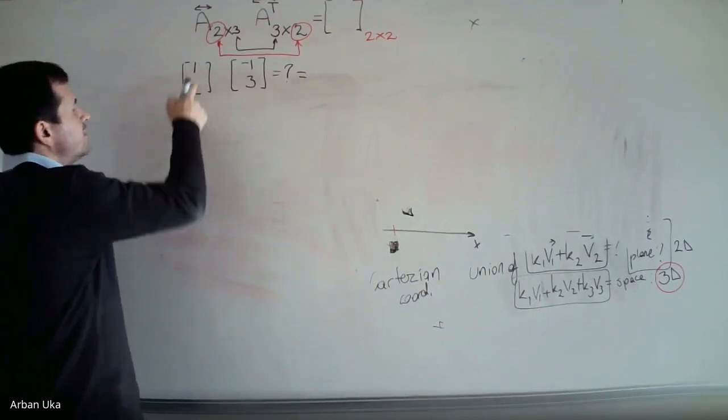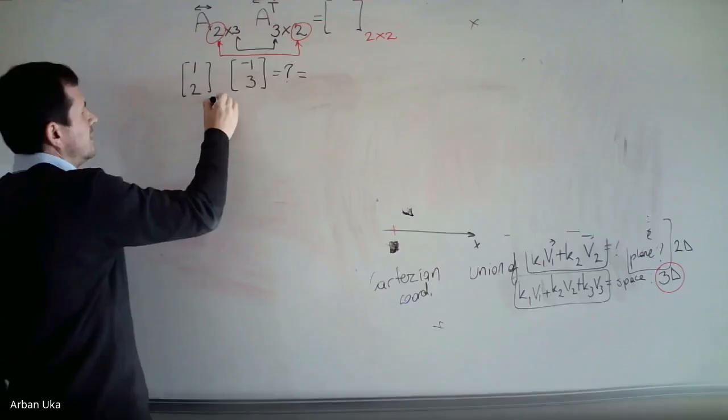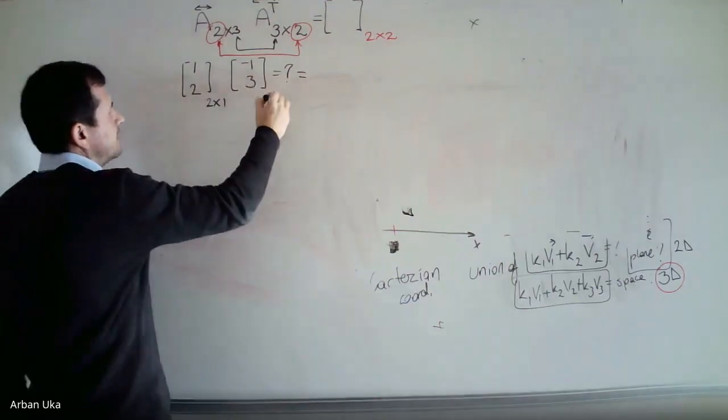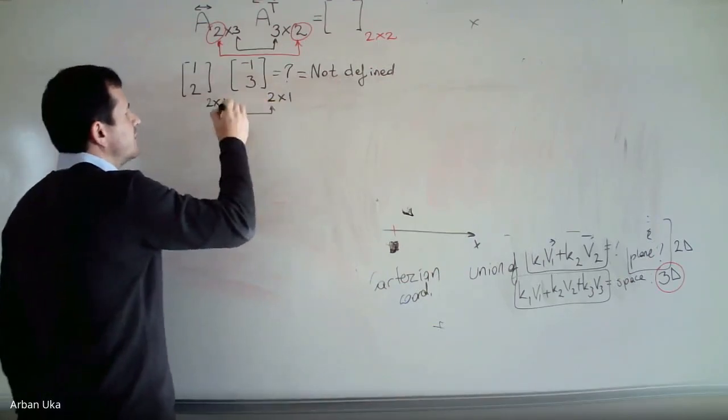First of all, what is the dimension of this vector, 1, 2? It's 2 by 1. What is this other vector? Again, 2 by 1, but you can't multiply because the columns of the first are not equal to the rows of the second. Not defined. So this is not defined, okay? So we cannot define this multiplication.